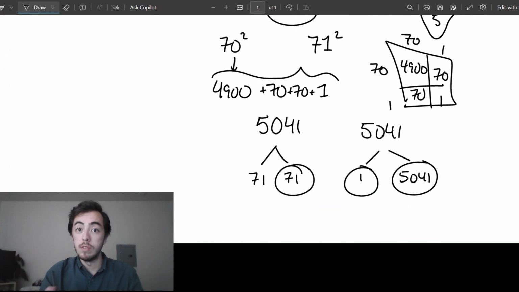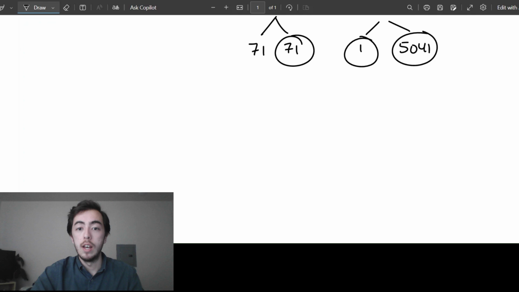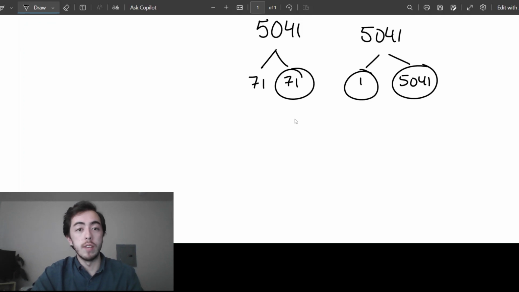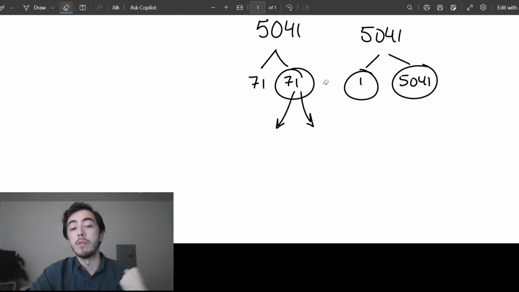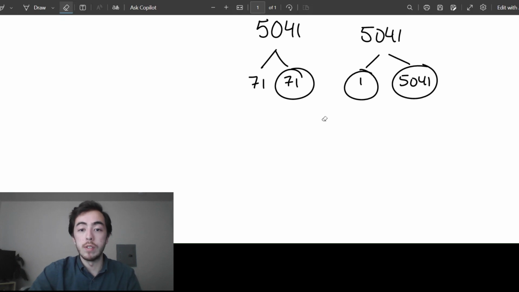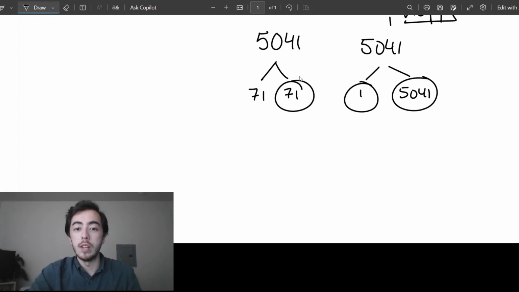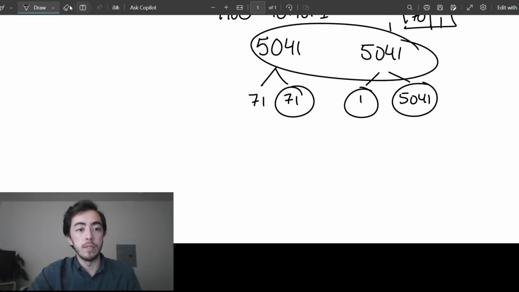Just to be sure that there are no more divisors, we should probably factor the 71, or at least try to factor the 71. Because if we find more divisors of 71, then those would be divisors of our original number. However, if we don't find any other divisors of 71 besides 1 and itself, or if we find 71 to be prime, then we know that there are no more divisors of this number.